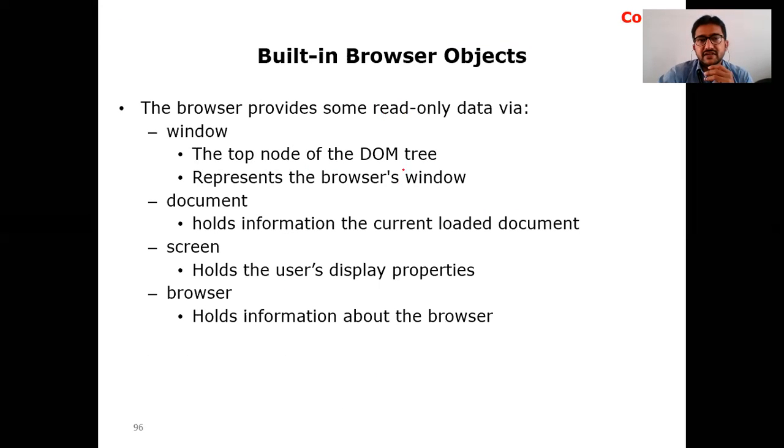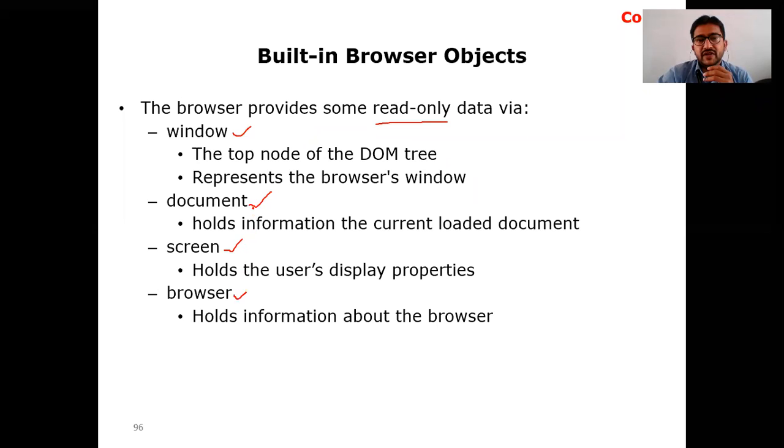Let me start with the basic intro for built-in browser objects. The browser, we are going to use for read-only data, right? Where the content appears in the browser means in the form of a window. A window will have a minimize button, maximize, close button, right? And a document. Inside that window, we are presenting the content or information through the document. Another is the screen. Another is the browser itself.